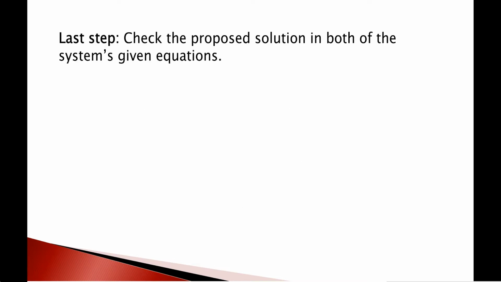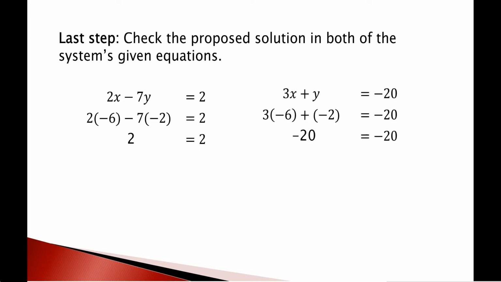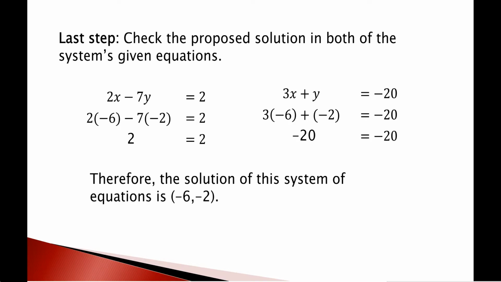In our last step, we have to check the proposed solution to see whether it is our correct solution or not. Pick the first equation, plug negative 6 in for x, negative 2 in for y, and we find that the left hand side is equal to the right hand side. So it satisfies our first equation. Pick the second equation, do the same. Substitute negative 6 for x, negative 2 for y, and we find our left hand side is equal to the right hand side. So it also satisfies our second equation. Since it satisfies both equations, this is our solution of the system of linear equations, which is negative 6, negative 2.